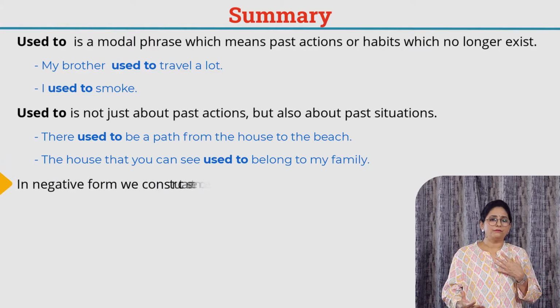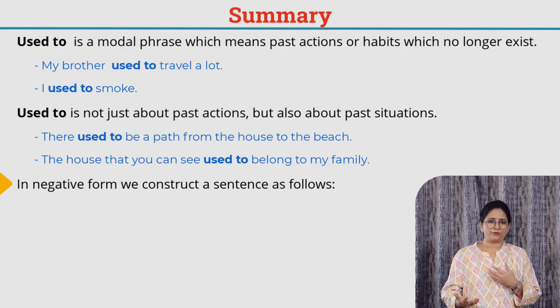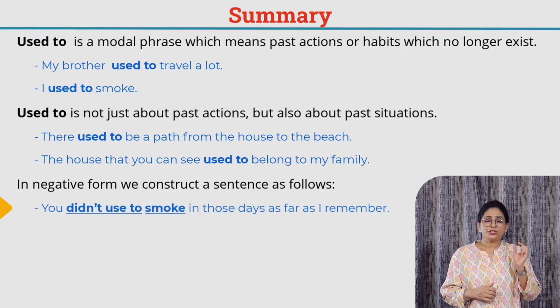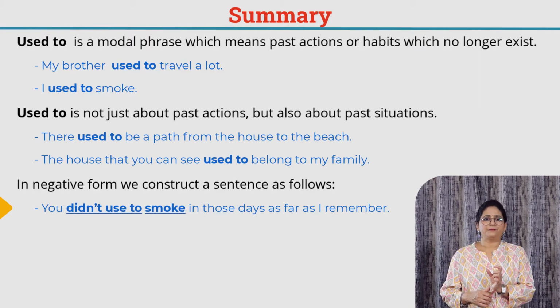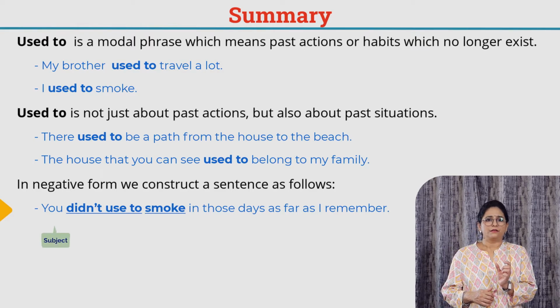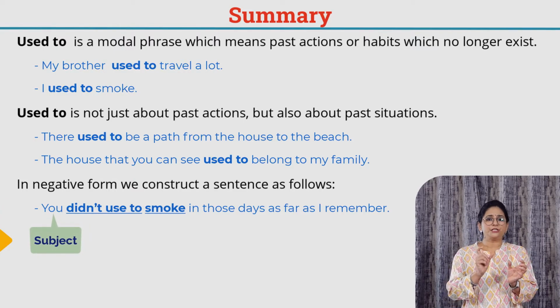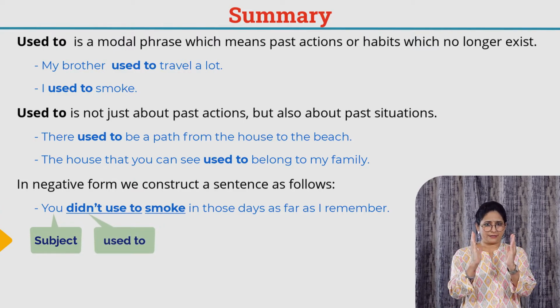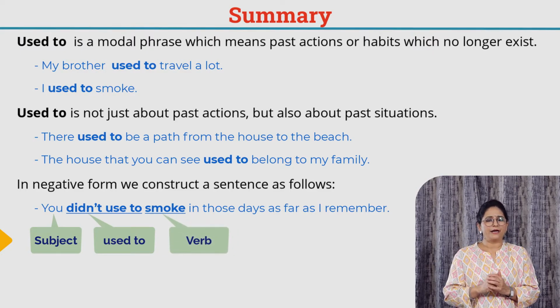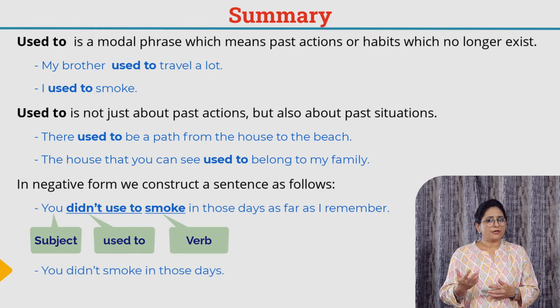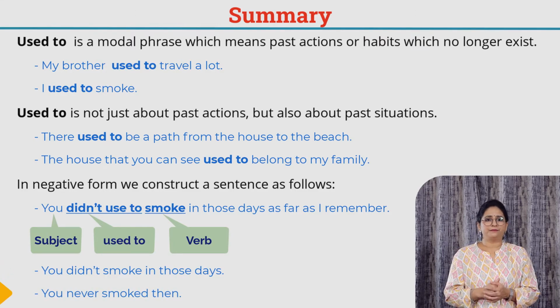In negative form, we construct a sentence as follows. That is, you didn't used to smoke in those days as far as I remember. So here, you is a subject, did not used to is the phrase, and then smoke is a base verb, and then we say the rest of the sentence. We may also say you didn't smoke in those days. It is also usual to say you never smoked then.